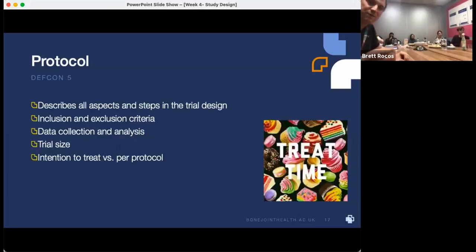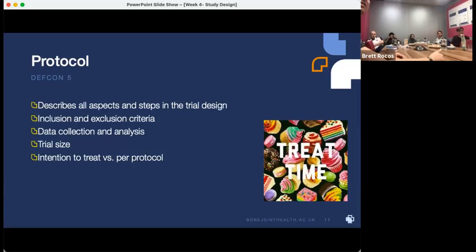Okay, so protocol. A few of my study group are on the call, I think maybe only Yassine today. They will know that after thinking about the question, the protocol is the most important thing. The protocol is your recipe book for your trial. This is where all the effort should go in, and then 1% should be in actually doing the trial, because then you're just following the recipe.